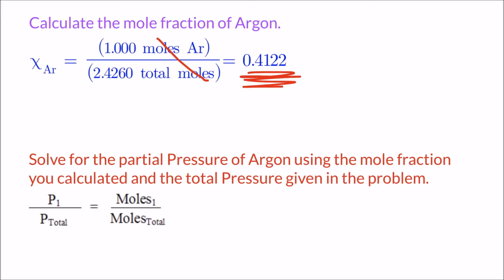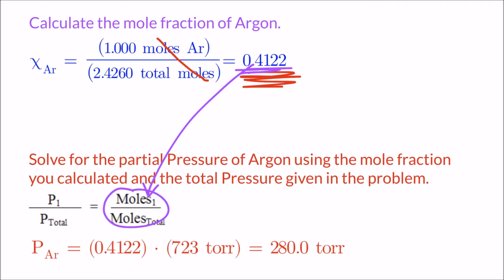Now we can wrap it up and do this last little part. We're going to solve for the individual pressure of argon. This side right here is that mole fraction, that number right there. This whole side equals this number. So the partial pressure of argon is going to be the mole fraction times the total pressure. That gives us the individual pressure to be 280 torr. The question didn't specify what unit they wanted, so we're just going to leave it in the unit they gave us, torr.